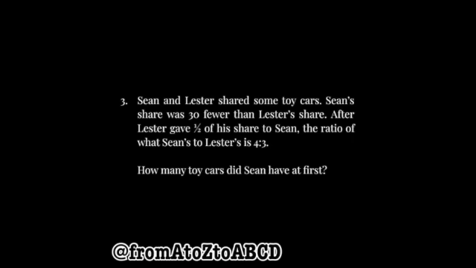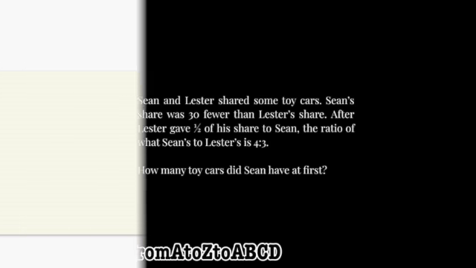Sean and Lester shared some toy cars. Sean's share was 30 fewer than Lester's share. After Lester gave half of his share to Sean, the ratio of Sean's to Lester's is 4:3. How many toy cars did Sean have at first?